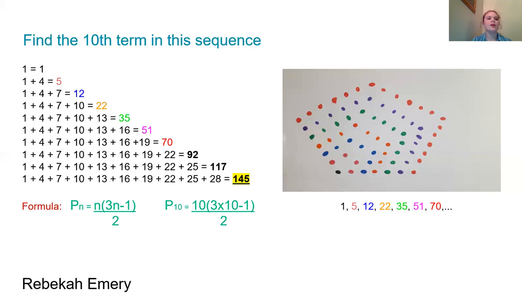For instance, if we plug the number 10 for n in this equation, you can see that it gives us the correct pentagonal number for the 10th number in this sequence, which is P10 equals 145.